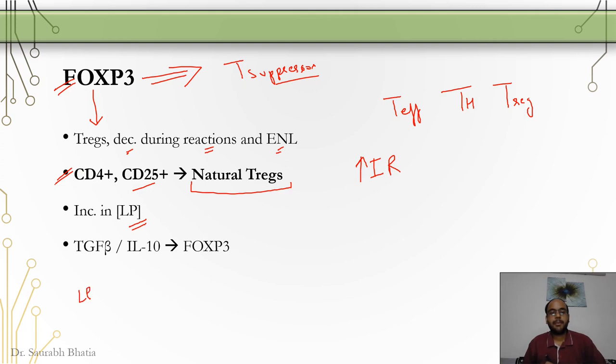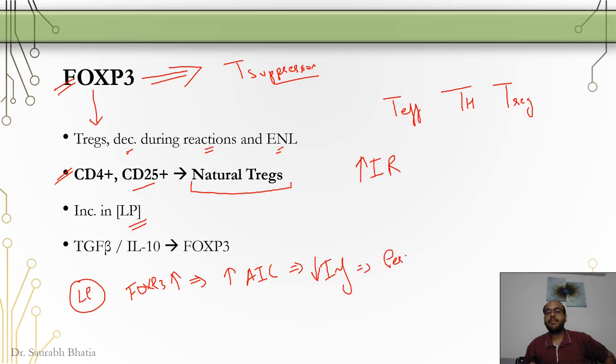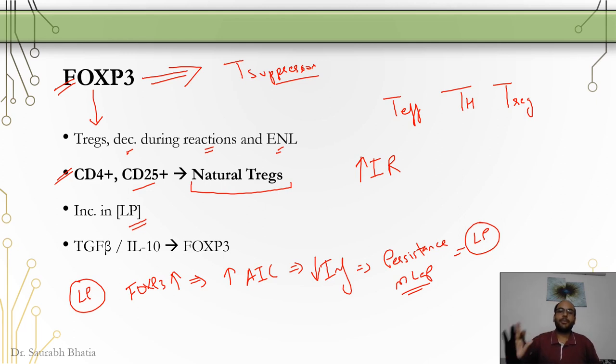So what happens is that in lepromatous pole, remember the last slide, FOXP3 is increased. Increased FOXP3 leads to increased anti-inflammatory cytokines, leads to decreased inflammation, leads to persistence of M. leprae, leading to lepromatous pole. Clear? That means the macrophage will store M. leprae inside but is not able to kill it, leading to lepromatous pole. Anti-inflammatory cytokines like TGF-beta and interleukin 10 further enhance the activity of FOXP3, and that is how they decrease the immune or inflammatory response against M. leprae. Clear? Let's move forward.